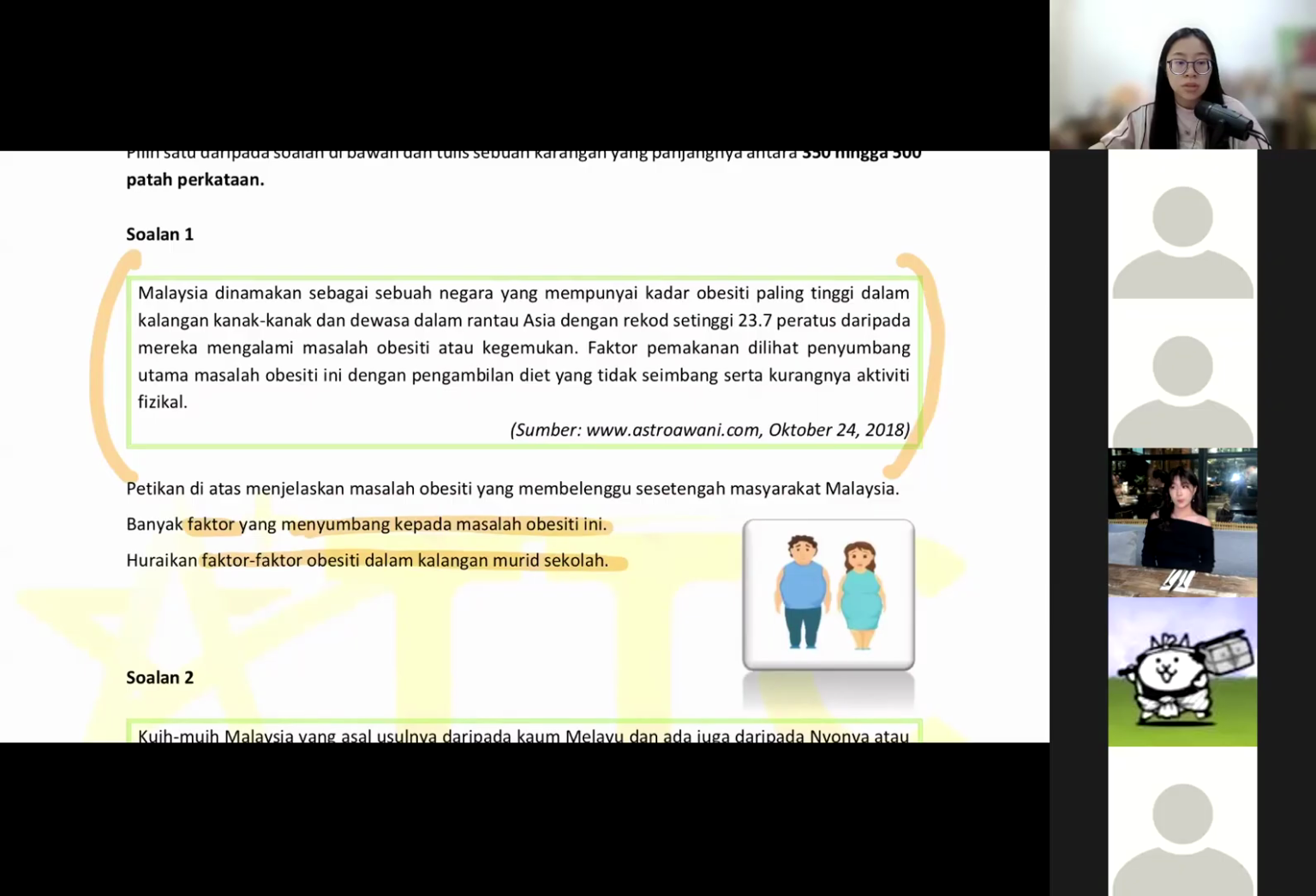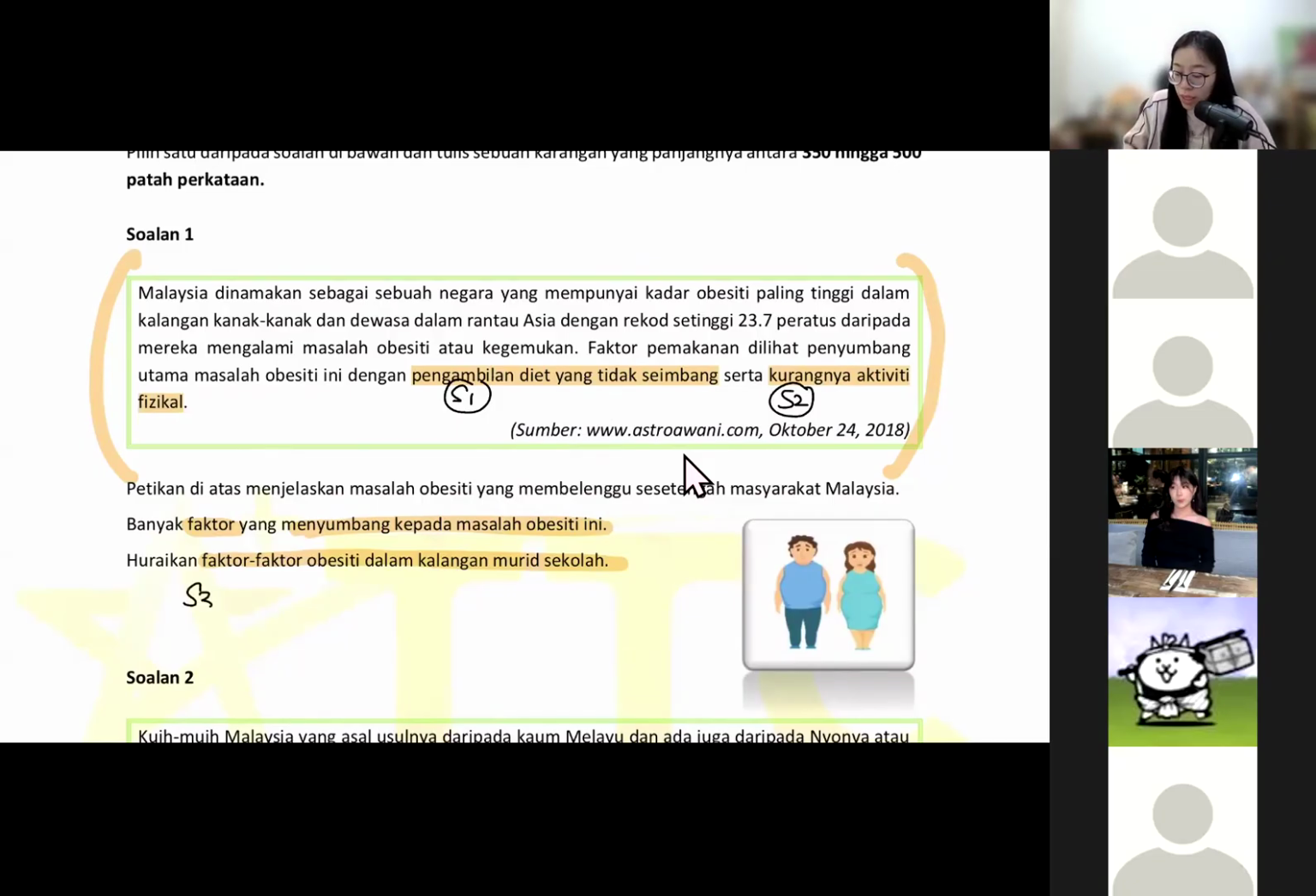Guys, eating junk food. No. From here first. Makanan pengambilan. Okay, yes, correct. Pengambilan diet yang tidak seimbang, which is imbalanced diet. And then kurangnya activity physical, yes, correct. Lack of exercise. So this one will be your first EC and also your second EC. So which means your third EC and also your fourth EC, you have to think your own.